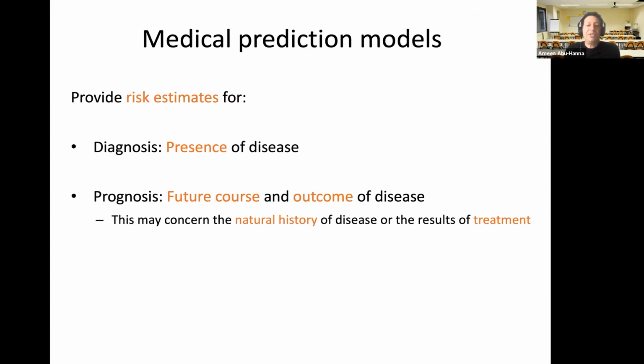And it may concern the natural history of the disease if you don't do anything, or if you do treatment. We don't mind. In both of them, we talk about prognosis. Many of my examples will be prognostic in nature, but the 2 have the same kind of basis. So all the concepts we will deal with are related to both of them.